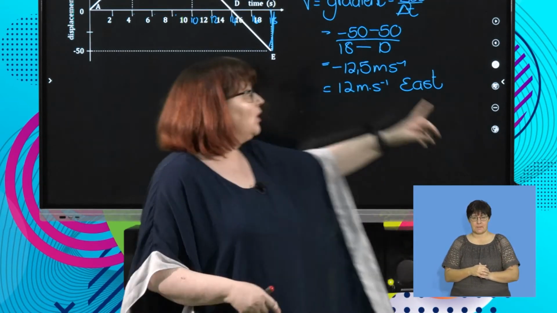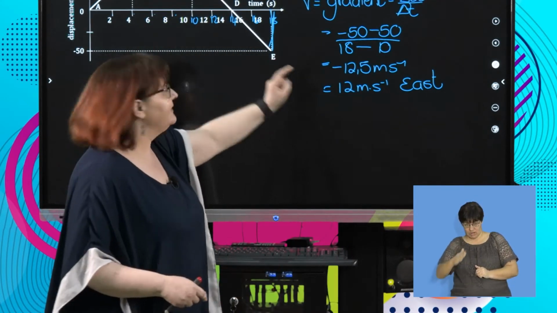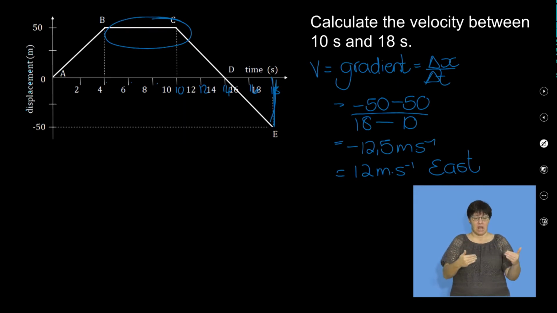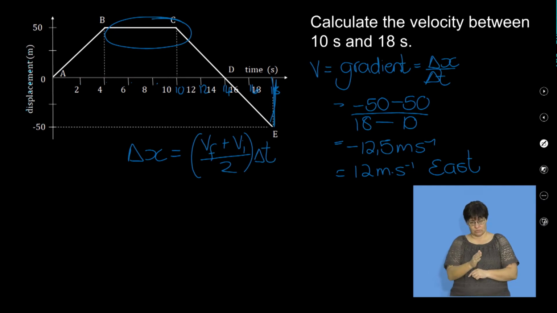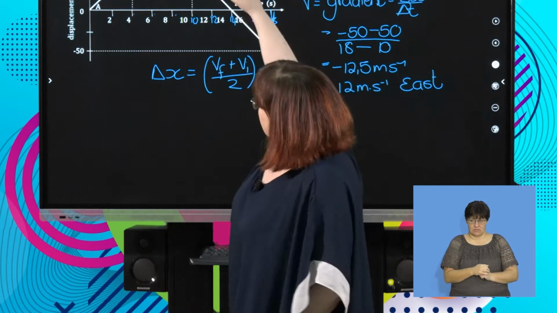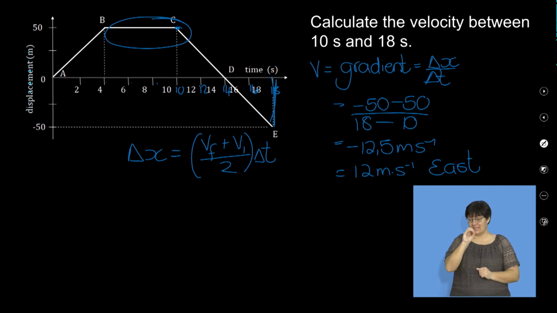It doesn't matter, okay? But what we do know, because that's a straight line, is his initial velocity and his final velocity are the same. So I can do exactly the same as I did in the last question. Delta x equals Vf plus Vi over 2 times delta t. The issue now is what is delta x? 50, he was 50 meters away from the start, 50 meters in the other direction.